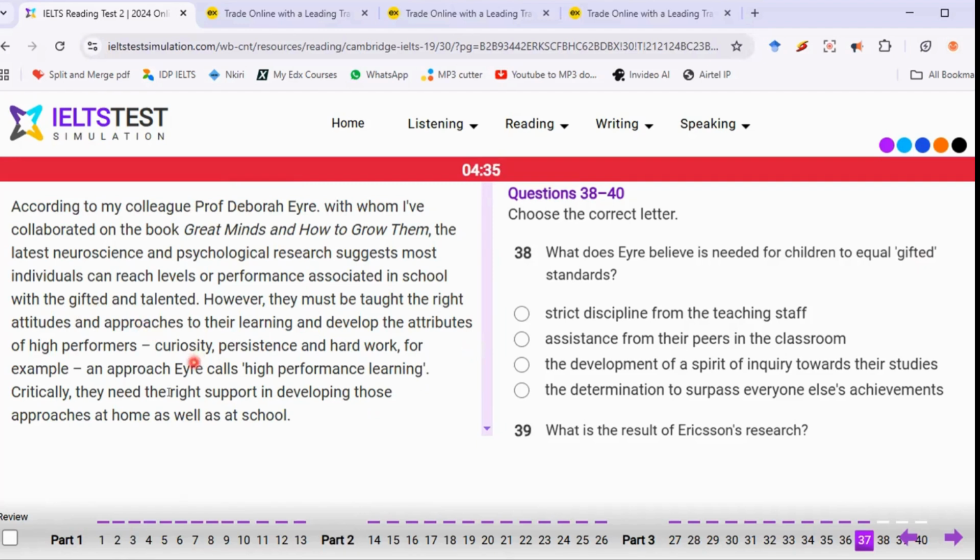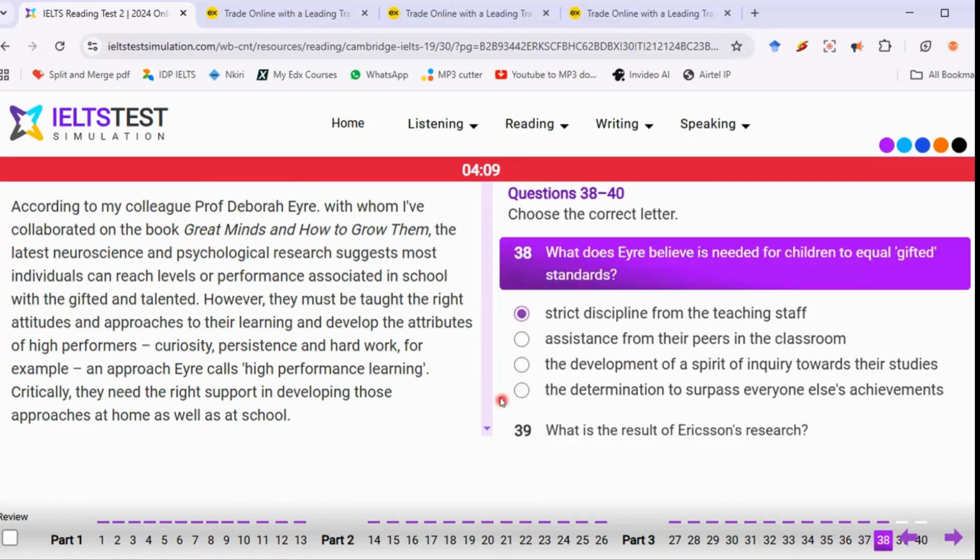Curiosity. They need the right support in developing those approaches at home as well as at school. Strict discipline from the teaching staff, assistance from their peers in classroom, development of a spirit of inquiry. What is needed? I think I'll go for option A.